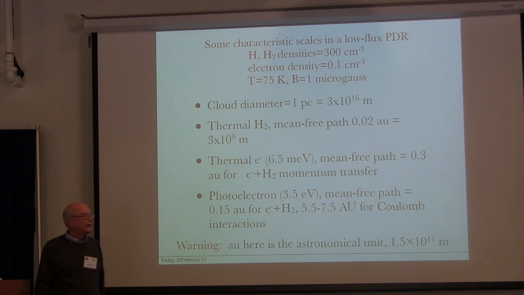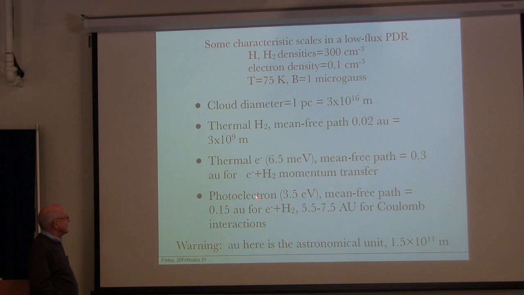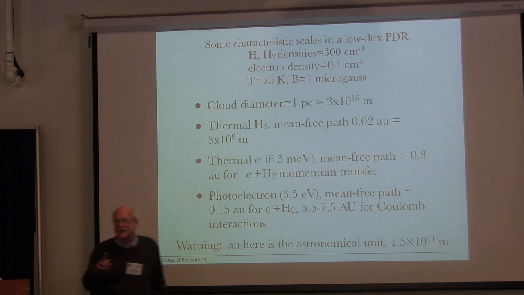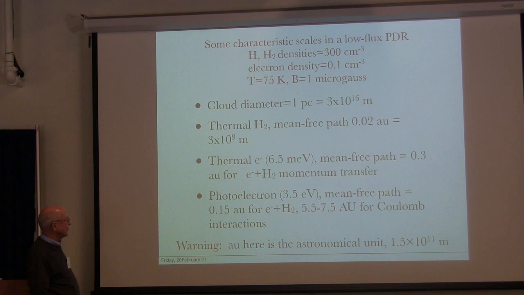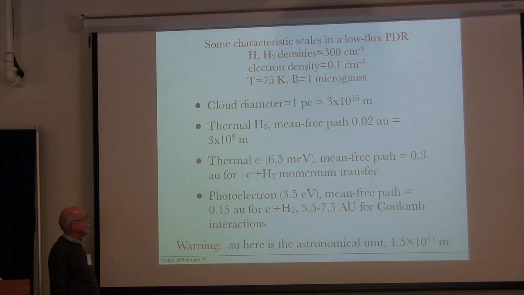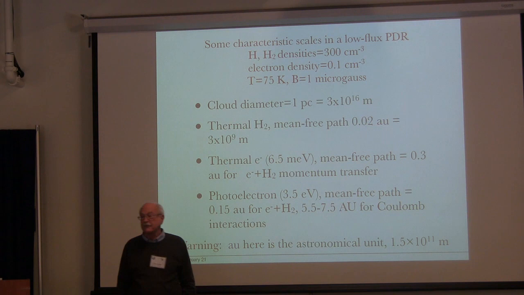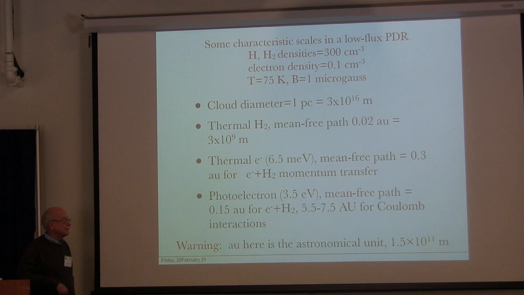The other thing: the UV starlight produces photoelectrons, mostly from the dust particles, the photoelectric process involving the smallest dust particles or the very, very largest molecules. These photoelectrons at birth have typically 3.5 electron volts, a few electron volts. The mean free path, again, is of the order of a tenth of an astronomical unit for electron-neutral collisions, and even larger for Coulomb interactions, again because it's a weakly ionized plasma, and the Coulomb interactors are so far apart.